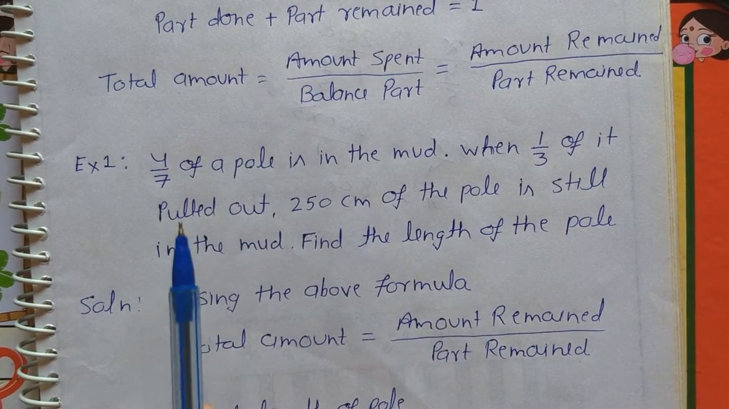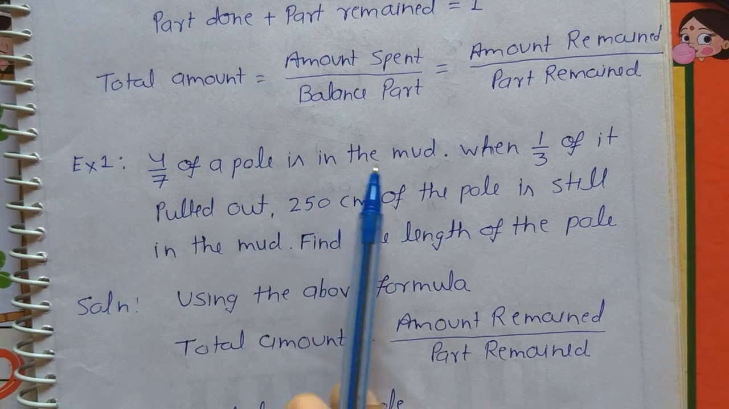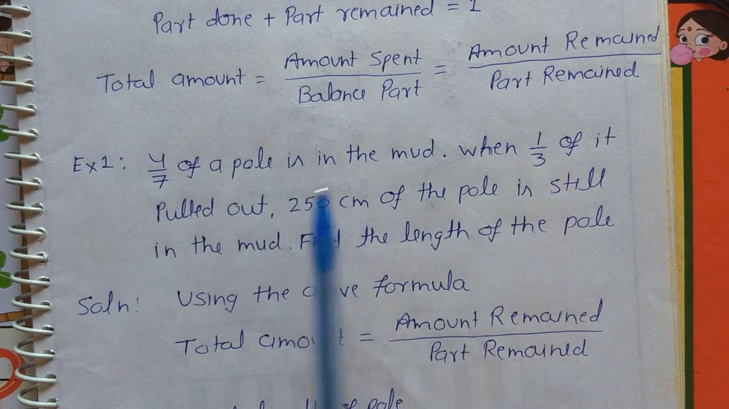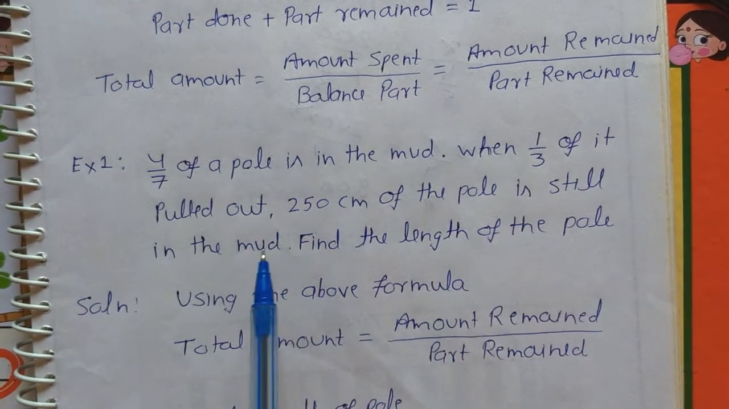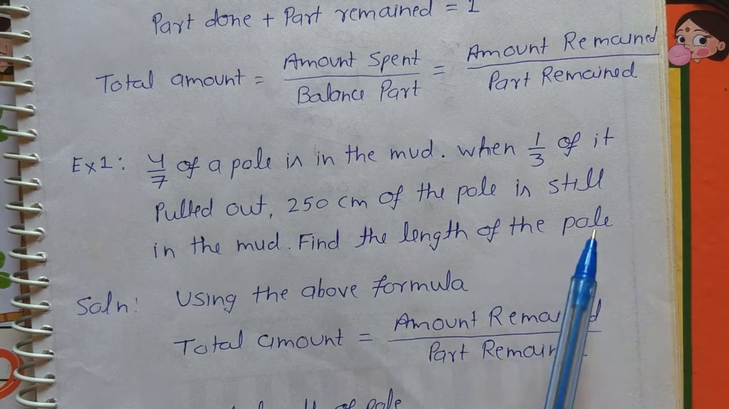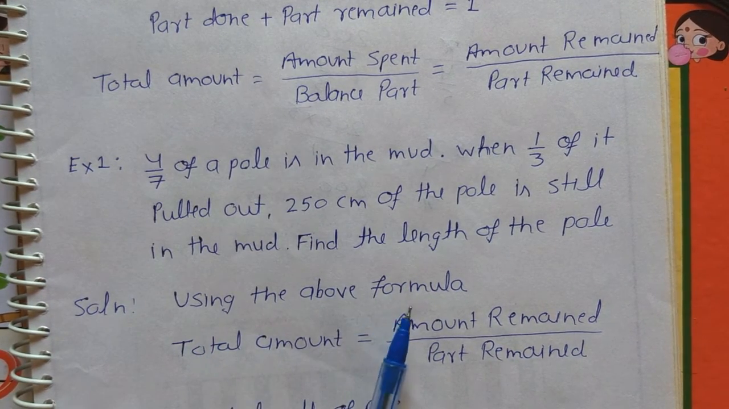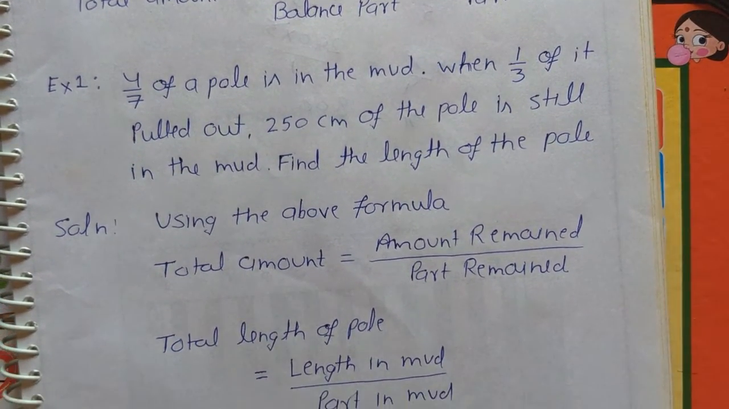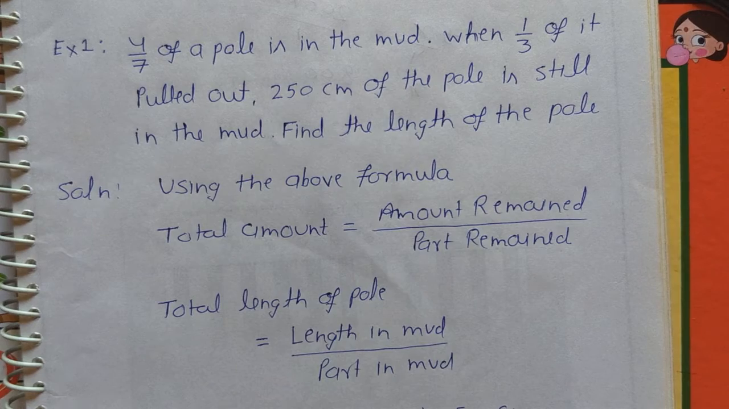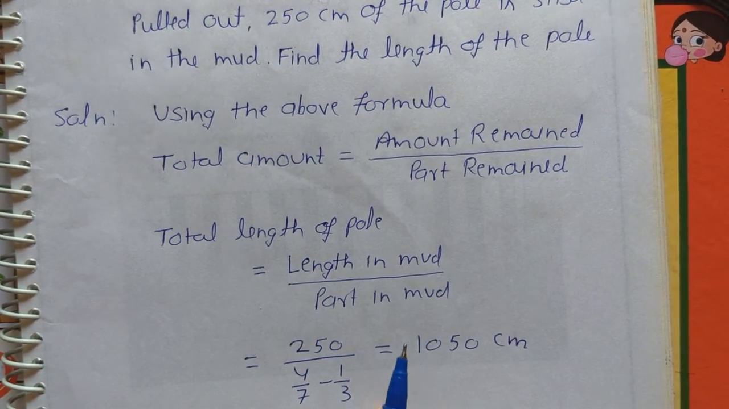See here, 4 by 7 part of the pole is in the mud. When 1 by 3rd of it is pulled out, 250 centimeter of the pole is still in the mud. Find the length of the pole. So how to solve this numerical? Using the above formula, total amount will be given by amount remained divided by part remained. So total length of the pole equals length in the mud divided by part in the mud.